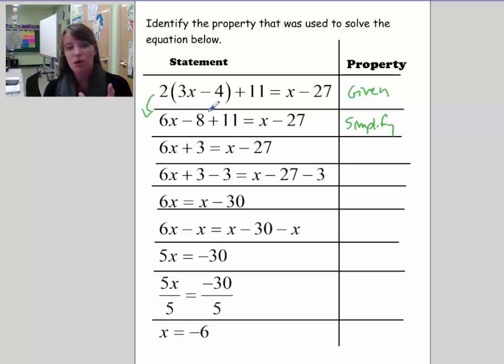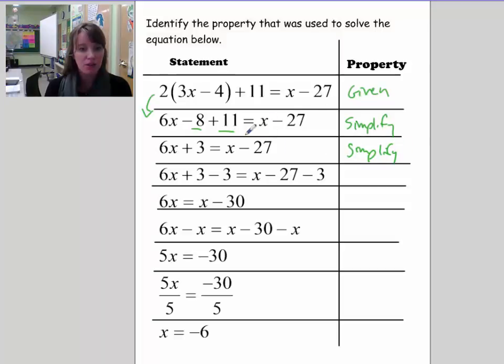Properties of equality are the ones that allow us to say, if A is equal to B, then what else is equal in the equation? In other words, it's things that we add and subtract from both sides or multiply and divide from both sides. Those are the properties of equality. Now from here to here, all we've done is we've taken -8 and added it to 11. So again, this is just a simplify step.